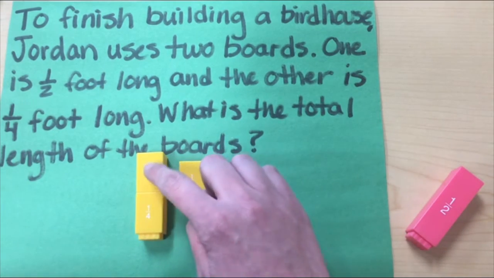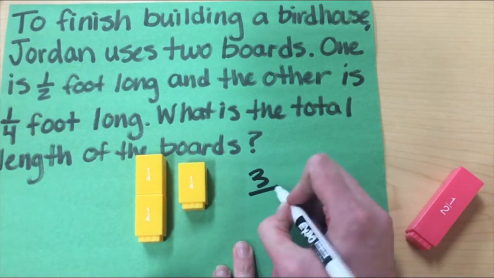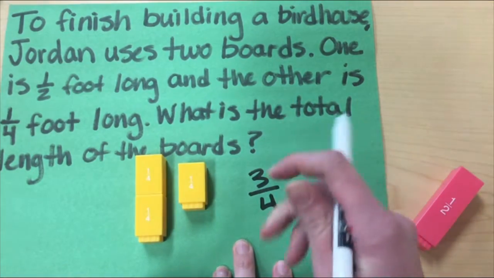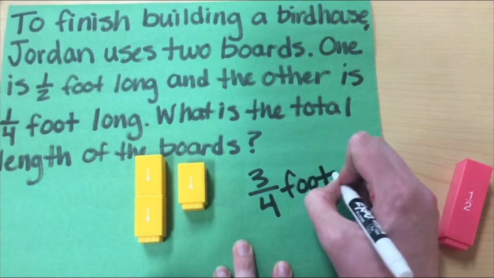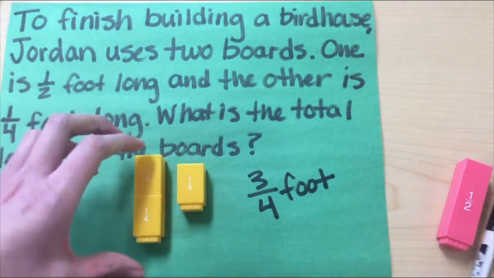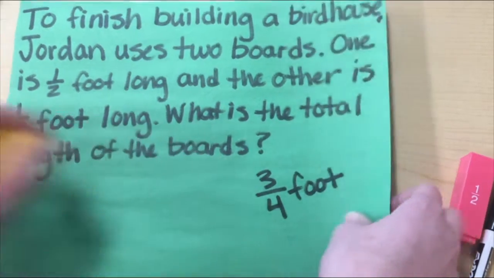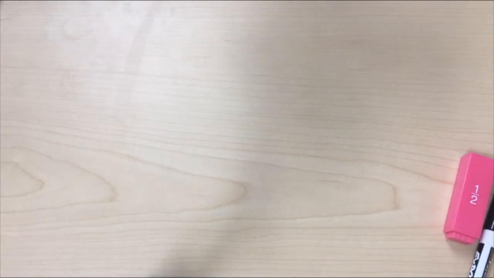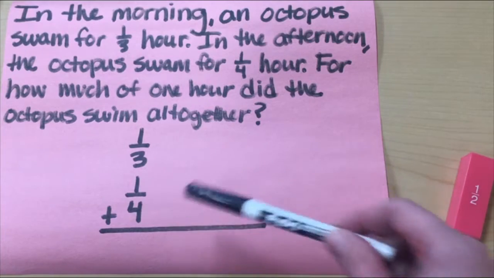And the answer is 1, 2, 3, or 3 fourths. So it's 3 fourths of a foot. Okay? So if you add a half and a fourth together, you get 3 fourths of a foot. So that's our first one, and we just kind of visualize that one with blocks. Now I'm going to show you another one. And this time we're going to do the actual math here down below.